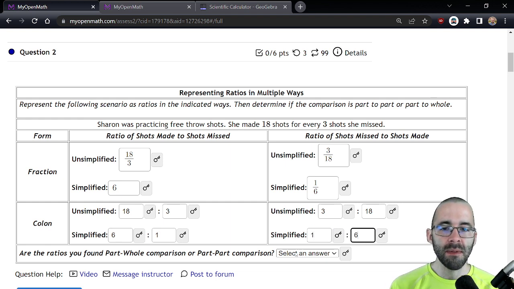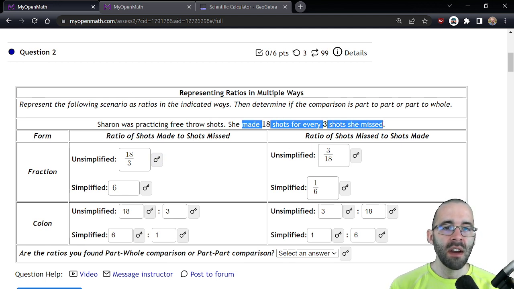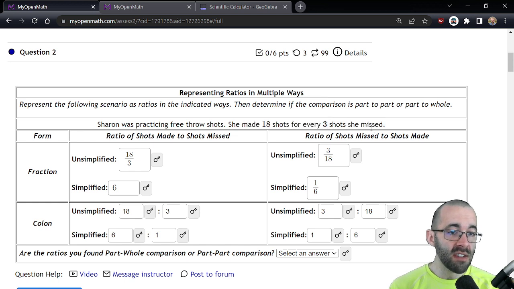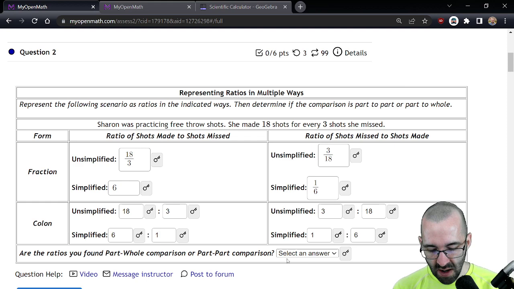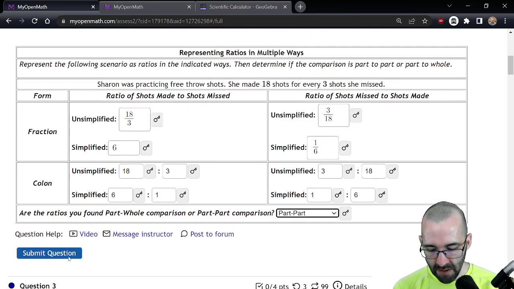So are these part to part or part to whole? Well, the key is looking at this. Is she making 18 shots out of 3 total? No. 18 are the shots she made, 3 are the shots she missed. There's 21 total shots here. The 21 is the whole, and the 21 is not being mentioned anywhere here. So there's no whole. This is going to be part to part.